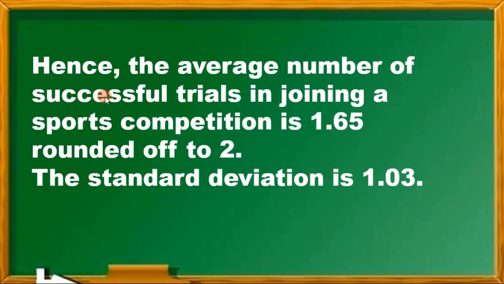Hence, the average number of successful trials in joining a sports competition is 1.65, rounded up to 2 successful trials. Then the standard deviation is 1.03.